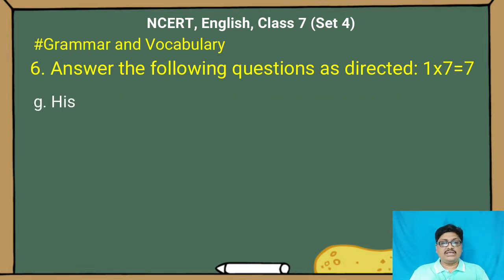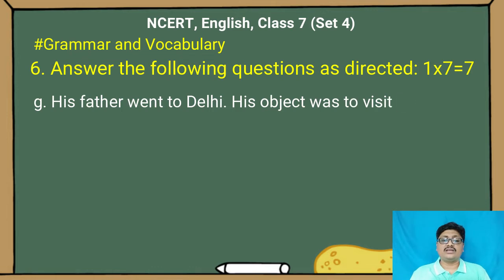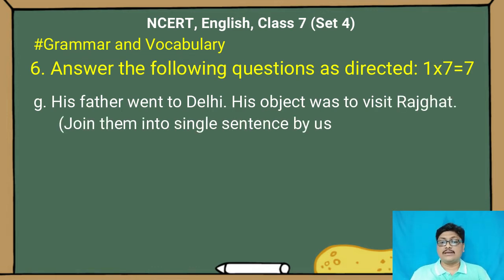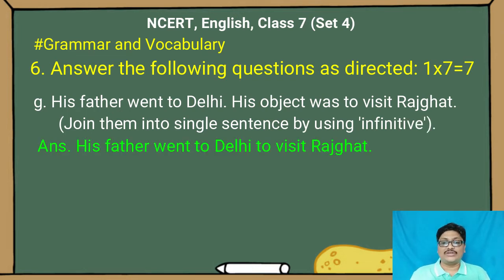Question number G: His father went to Delhi. His object was to visit Rajghat. Join them into a single sentence by using an infinitive. The answer is: his father went to Delhi to visit Rajghat. Okay, so that's all from grammar and vocabulary.